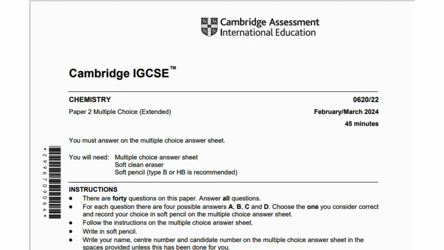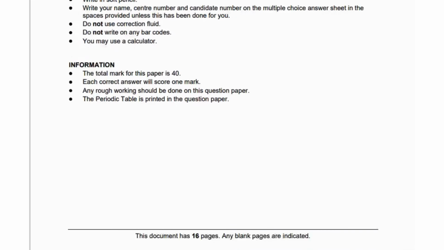Hello students, in this class we are going to discuss Paper 2 Multiple Choice Extended, Cambridge IGCSE Examination, March 2024. Let's start with question number 1.